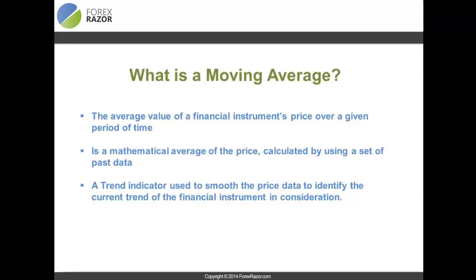So the first question we address is what is a moving average? Moving average, as the name suggests, is the average value of a financial instrument's price over a given period of time. It is a mathematical average of the price calculated by using a set of past data. Moving averages is considered as a trend indicator used to smooth the price data and identify the current trend of the financial instrument being traded.